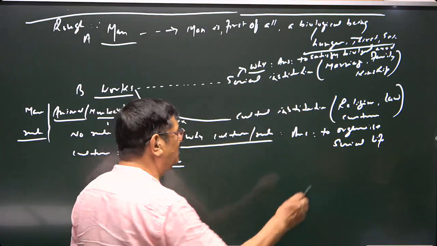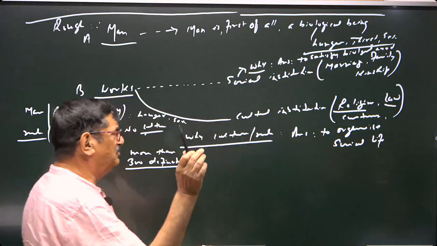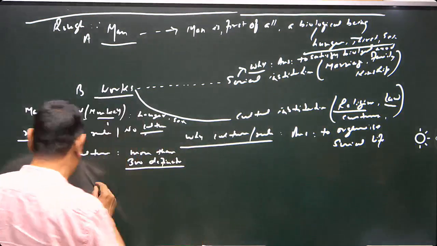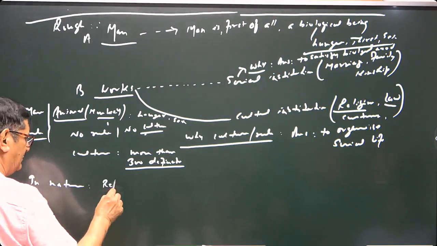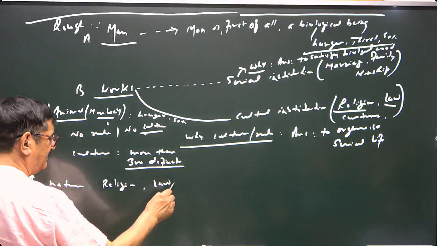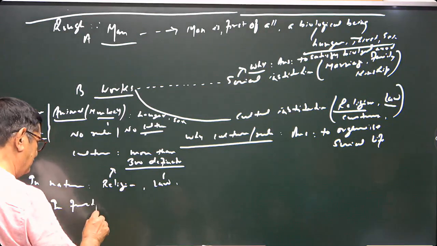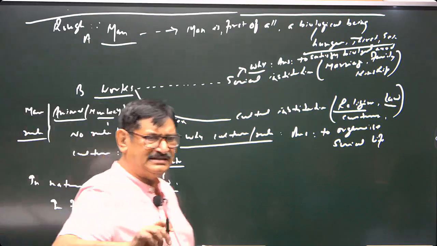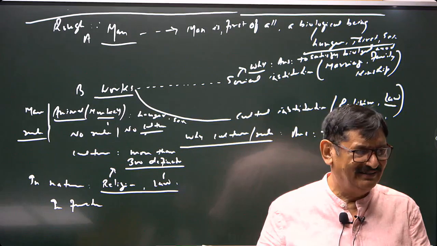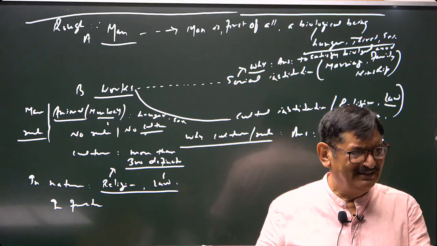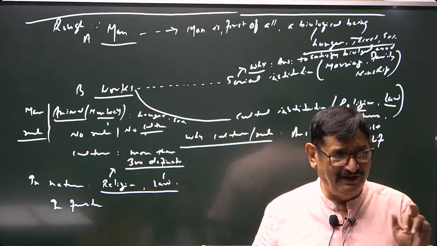You see, these are the rules. Within culture come religion, law, custom, tradition, taboo. In nature, religion and law are different. Religion is sacred, law is secular. But in function, they are the same. Just as in nature, coal, kerosene, and Indian gas: coal is solid, kerosene is liquid, and Indian gas is gas. So in nature they are different, but in function, they are fuel. Think like that.